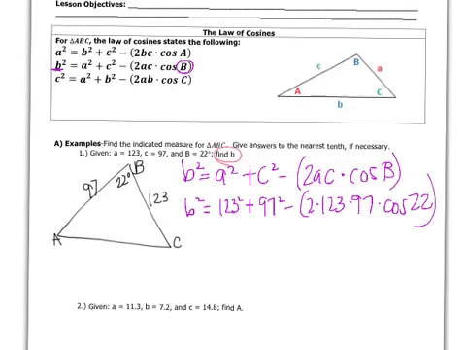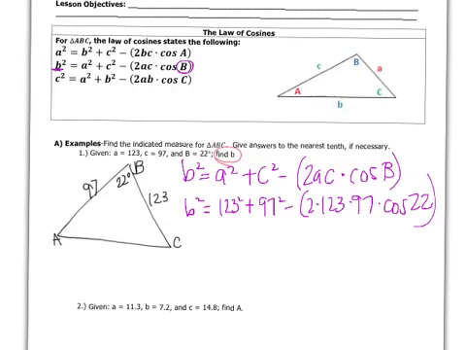All right, here's what I'm going to do. I'm going to start off by doing 123 squared plus 97 squared, and then I hit enter after just that part. So 123 squared plus 97 squared, hit enter. And then I hit minus. I open up a parenthesis: 2 times 123 times 97 times the cosine of 22. I have all of that in my parenthesis, and then I hit enter.